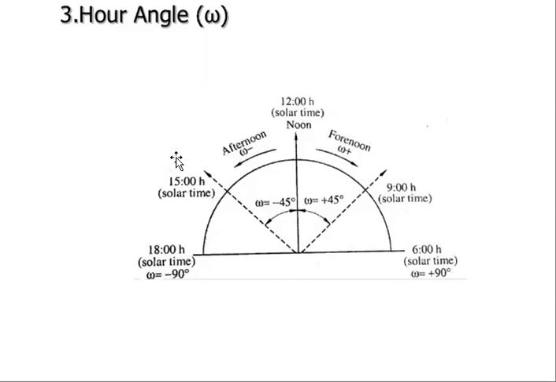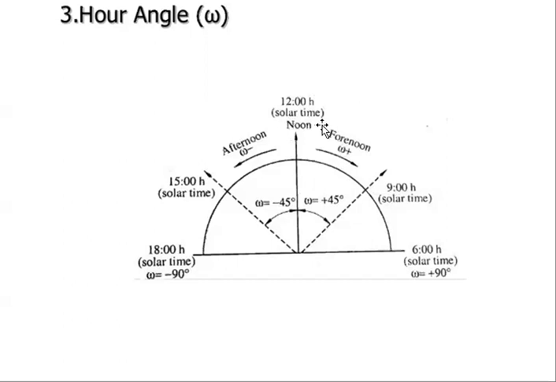And coming to the left side, this is 15 hours, that means afternoon 3 o'clock, and this is 18 hours, evening 6 o'clock. So here between these two lines, this is the 9 hours, that means forenoon 9 hours. The angle between this line and this line is 45 degrees. So here the hour angle is 45 degrees between the morning 9 o'clock and afternoon 12 o'clock.